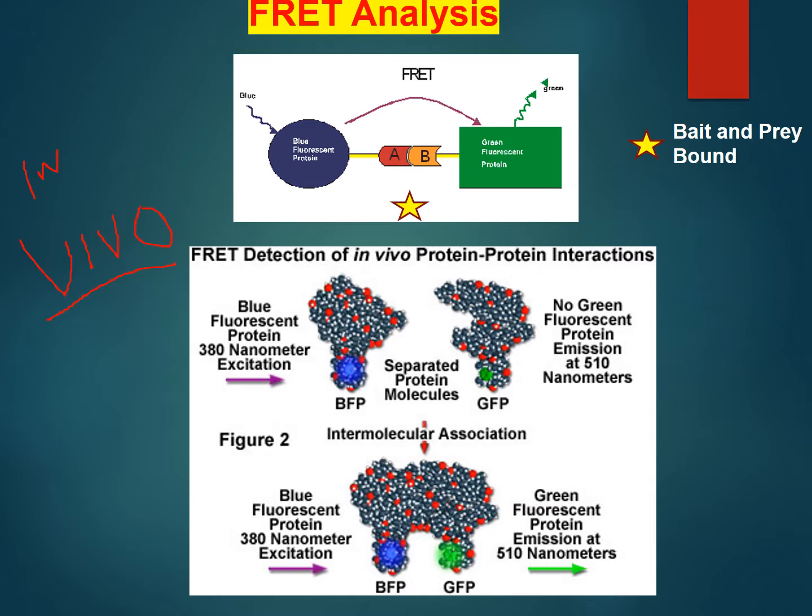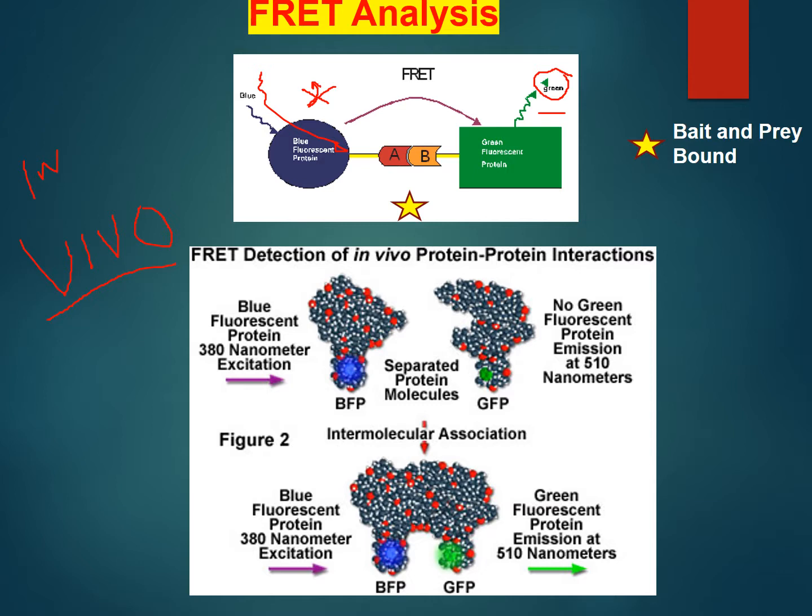And long story short, if the prey and bait are bound with their 2 fluorochromes, what happens is when you excite the blue with its wavelength, and that's what they're trying to show here, instead of getting a blue color released, and you could see that under the microscope, you do not see a blue color. What happens is the energy of the electrons is donated over here and excites the green fluorescence. And if there's bait and prey bound, then if you look at them under a fluorescence microscope under FRET conditions, the inside of the cell where these proteins are will be green.